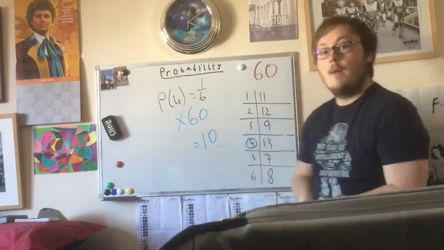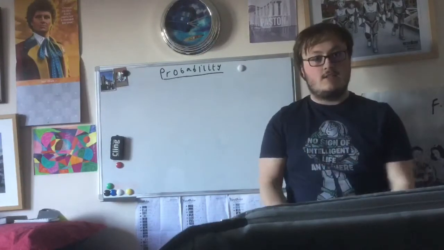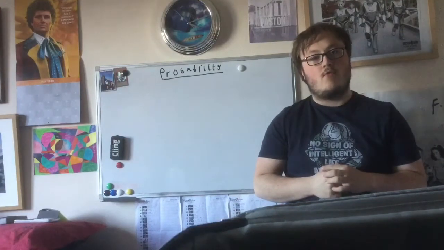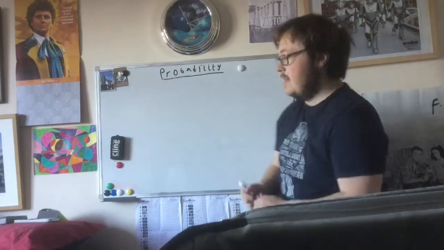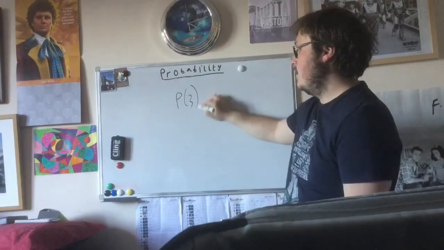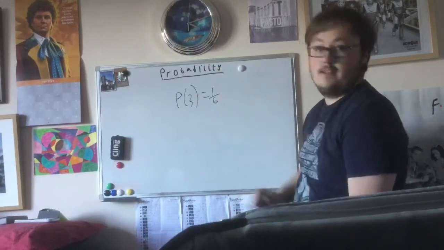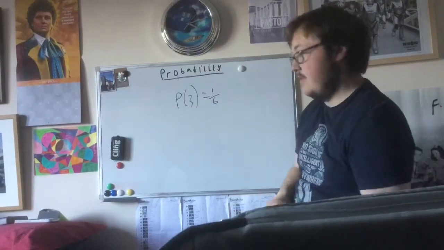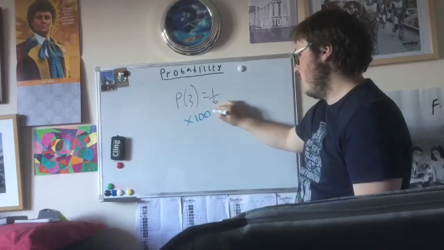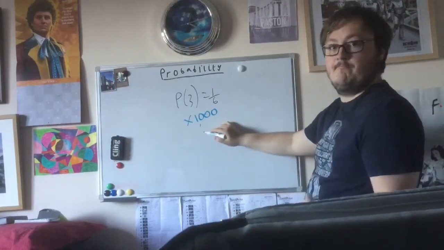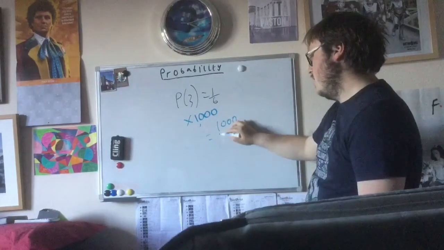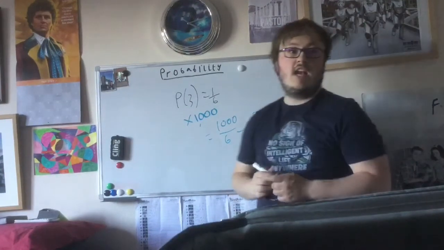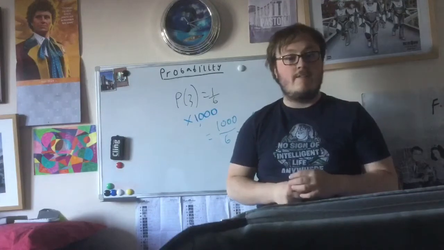Let's try something a bit different. What if I rolled this dice 1,000 times? How many times will I get that 3? Well, the probability that you get a 3 is 1/6. What you do is you need to multiply that number by 1,000 and you will get 1,000/6, also known as 500/3. Anyone know what that is as a simplified version?